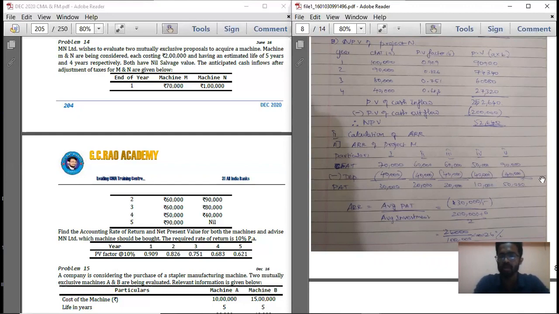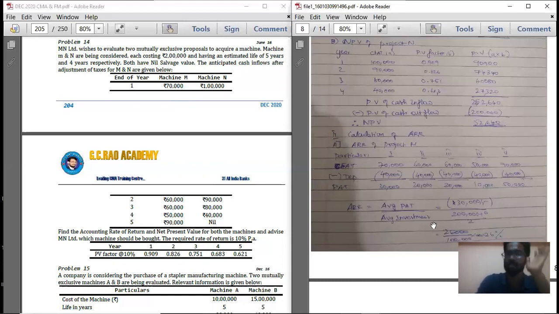Summation of all the PATs divided by 5. So total of all the PAT is 1,30,000. So within bracket record 1,30,000 divided by 5, close the bracket, whole divided by, what is the average investment? The cost of machinery at the opening is 2 lakhs plus what is the closing investment? 0. So 2 lakh plus 0 divided by 2.